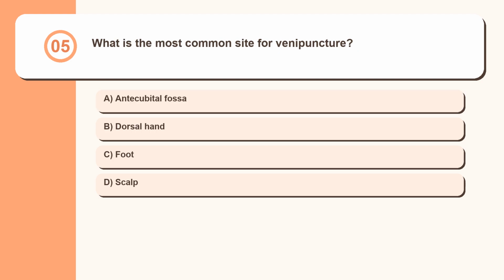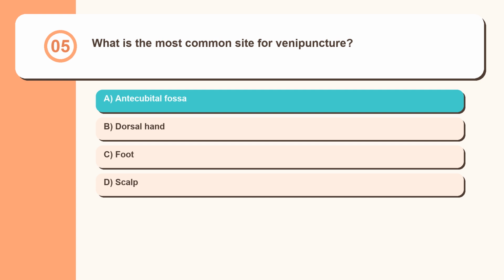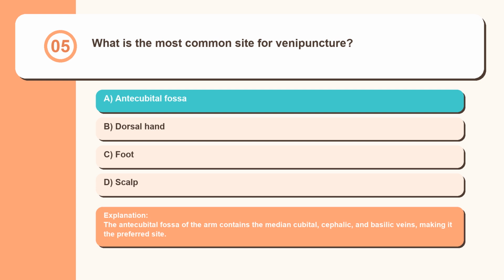Question 5. What is the most common site for venipuncture? Antecubital fossa, dorsal hand, foot, scalp. The antecubital fossa of the arm contains the median cubital, cephalic, and basilic veins, making it the preferred site.